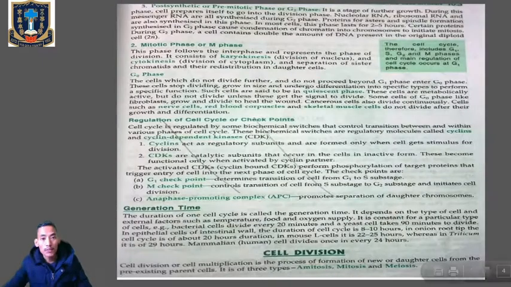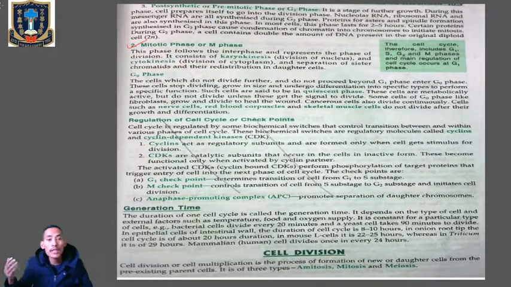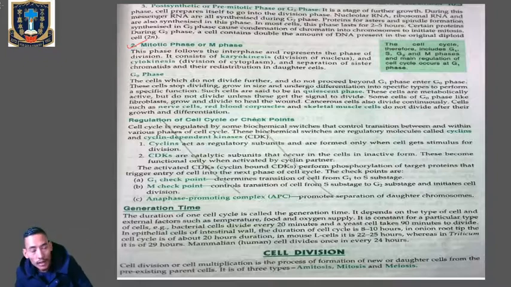Okay, so the mitotic phase, or the M phase, follows the interphase and represents the phases of cell division. It is mainly divided into two types: karyokinesis and cytokinesis. Now what do you know about karyokinesis? You have learned in class 10 that karyokinesis means the division of the nucleus, and it will be followed by the division of the cytoplasm, which is called cytokinesis.